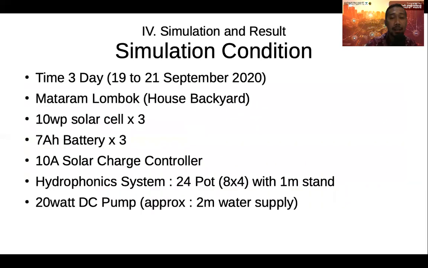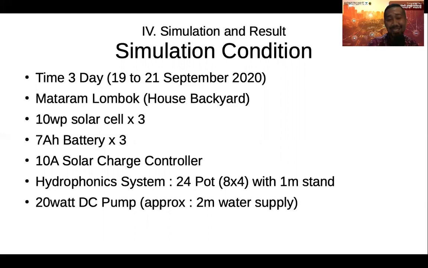Okay, this is the simulation condition. Unfortunately, we were only capable of doing data collection for 3 days with a 1 second refresh rate. So it's still big data, but just 3 days, so there is a lack of variety. The location is Mataram, Lombok, in the backyard of my house. Not the full address, for privacy.